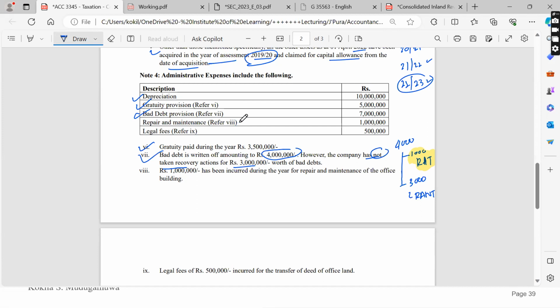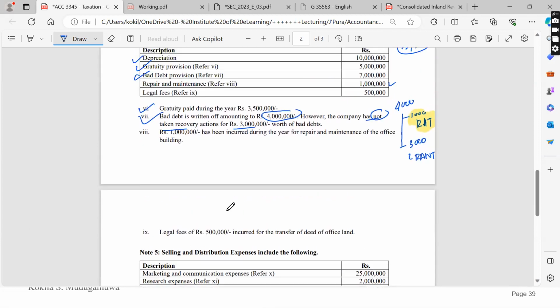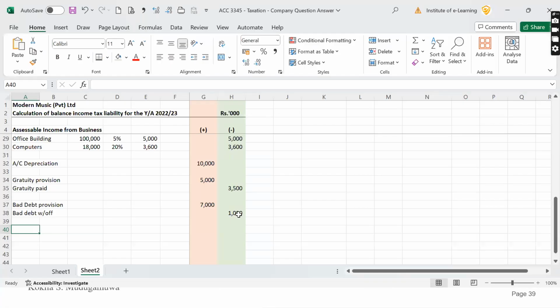So then the repair and maintenance. Refer to note number 8. 1,000 has been incurred during the year for repair and maintenance of the office building. Here you need to remember one thing. In repair and maintenance, we had a separate provision. If improvements are there, you have to consider it as a separate adjustment. You have to add back the improvement to the respective asset and claim the capital allowance.